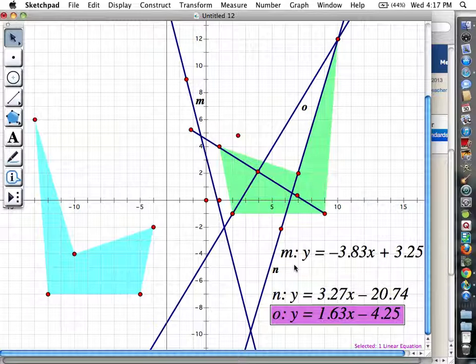Okay, so when students do their write-ups, they'll say that figure A, B, C, D, E can be mapped onto figure A prime, B prime, C prime, D prime, E prime by the following series of reflections. First reflection across y equals negative 3.83x plus 3.25. Then y equals 3.27x minus 20.74. Then across y equals 1.63x minus 4.25.